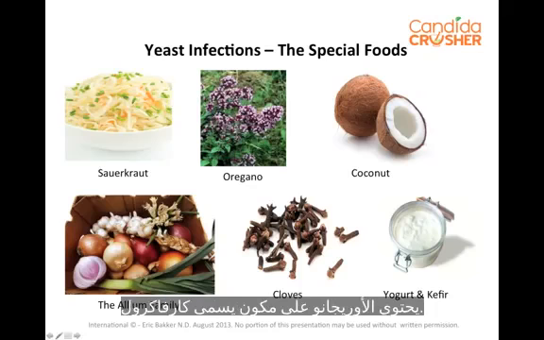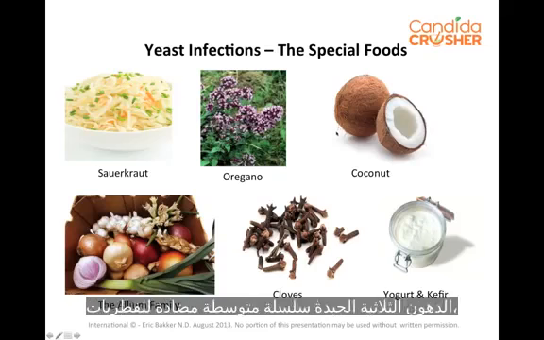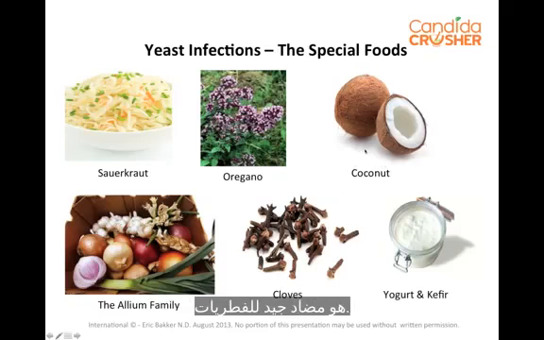Oregano contains a component called carvacrol, a particular essential oil. It's very powerfully antifungal. Coconut contains caprylic acid, a very good antifungal medium chain triglyceride. So 1 tablespoon of coconut oil per day is a very good antifungal. Cloves also contain a powerful essential oil, which is antifungal. So I usually recommend a consumption of 1 or 2 cloves per day.